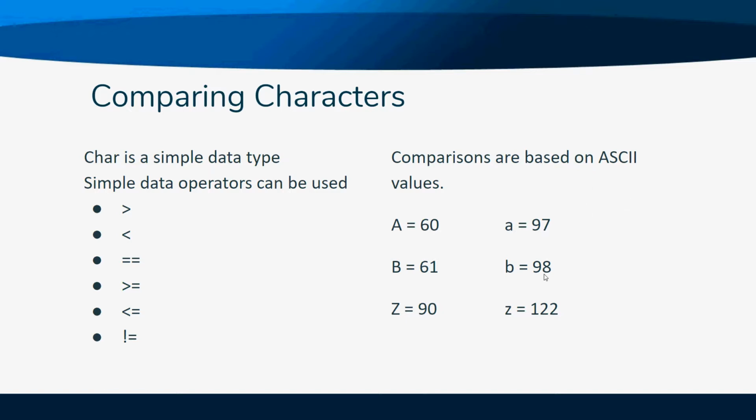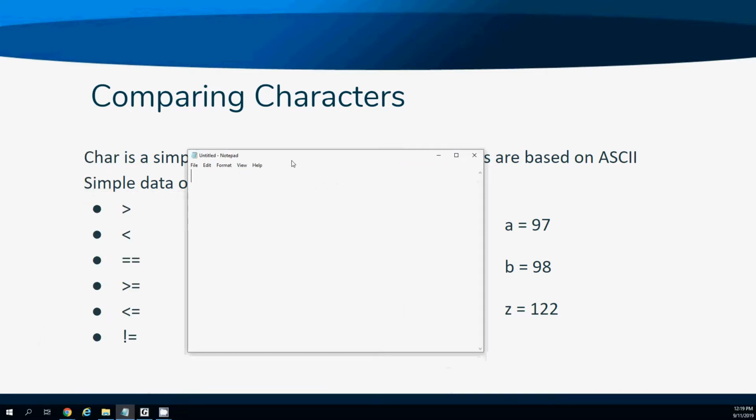And then a B is 98, and you can test these out actually in Notepad. So let me give you an example. Here I have just plain old Notepad. If I hold my alt key, I'm going to type in 97 on my number pad, and that's going to give me a lowercase a. If I hold my Alt key down and type in 122, that's going to give me a Z.